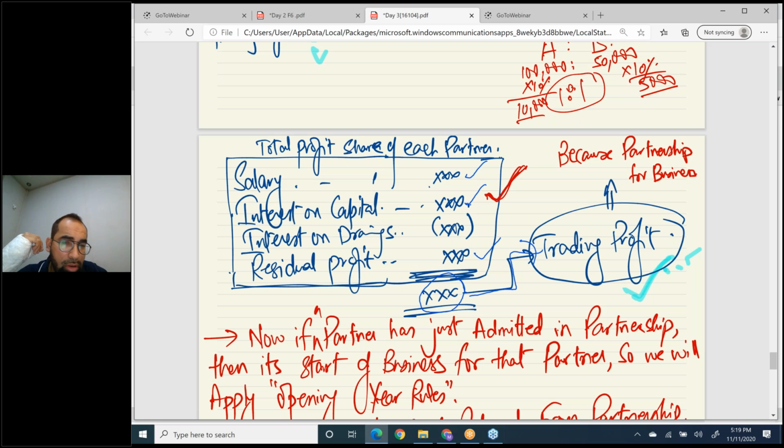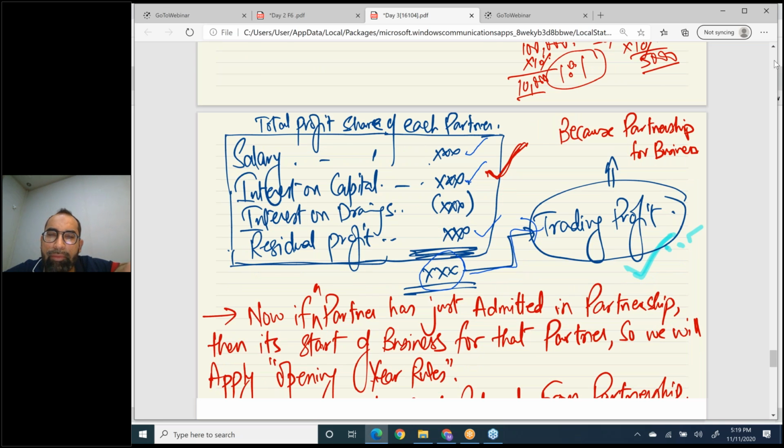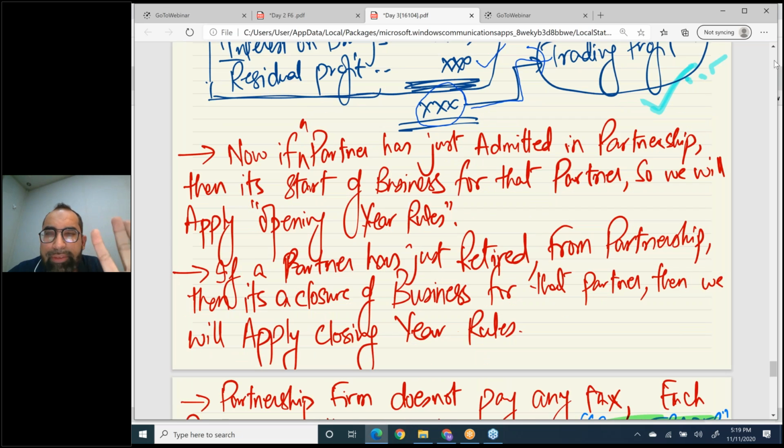Okay, now I'm adding one more topic, but we'll give you only a slight intro of that topic, no more depth, because we have to do the questions. Read the lines. Now, read the red marker lines, please my dear students, a little energy is required. If a partner has just been admitted to the partnership, then it's the start of business for that partner. So we'll apply opening year rules. I hope you remember basis period rules. When a partner joins the partnership, for that partner it's the beginning of business.